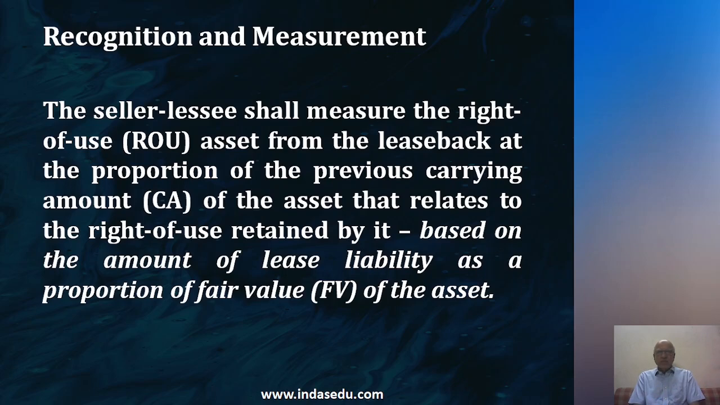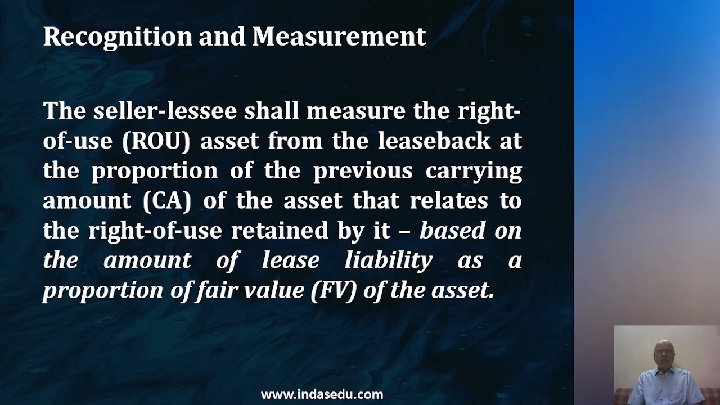The seller-lessee shall measure the right-of-use asset from the leaseback at the proportion of the previous carrying amount of the asset that relates to the right of use retained by it, based on the amount of lease liability as a proportion of fair value of the asset. Now, at the commencement date, the seller-lessee has two accounts. One is the right-of-use asset and the other is the lease liability. Lease liability can be ascertained from the present value of future lease payments.